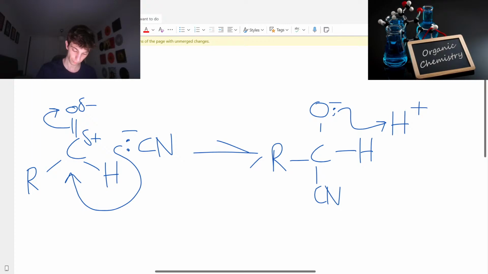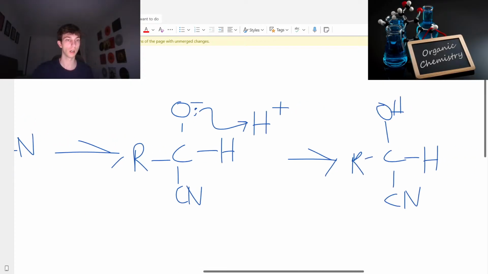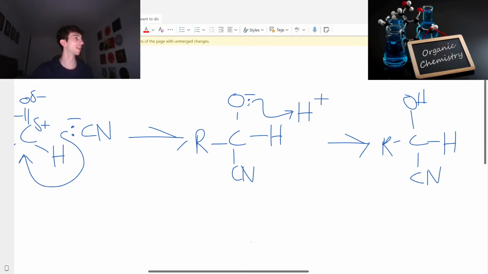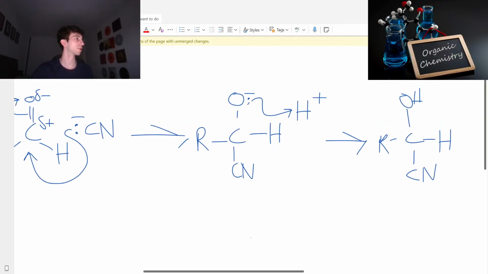So that's exactly what we have. We have our carbon. We have the alkyl group. We have now the alcohol functional group, still bonded to that hydrogen, and then bonded now to that cyanide ion. So we have indeed a hydroxynitrile. Important mechanism, guys, nucleophilic addition.